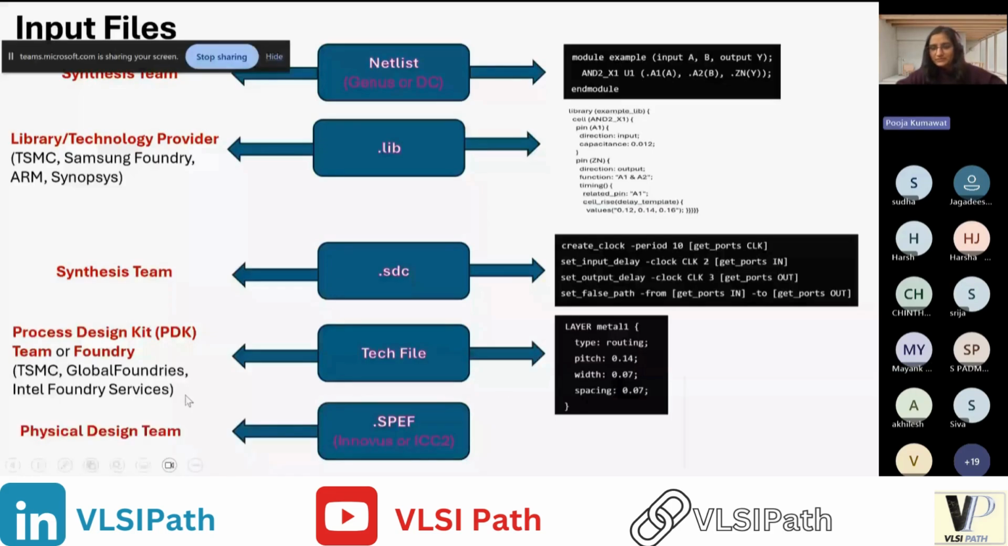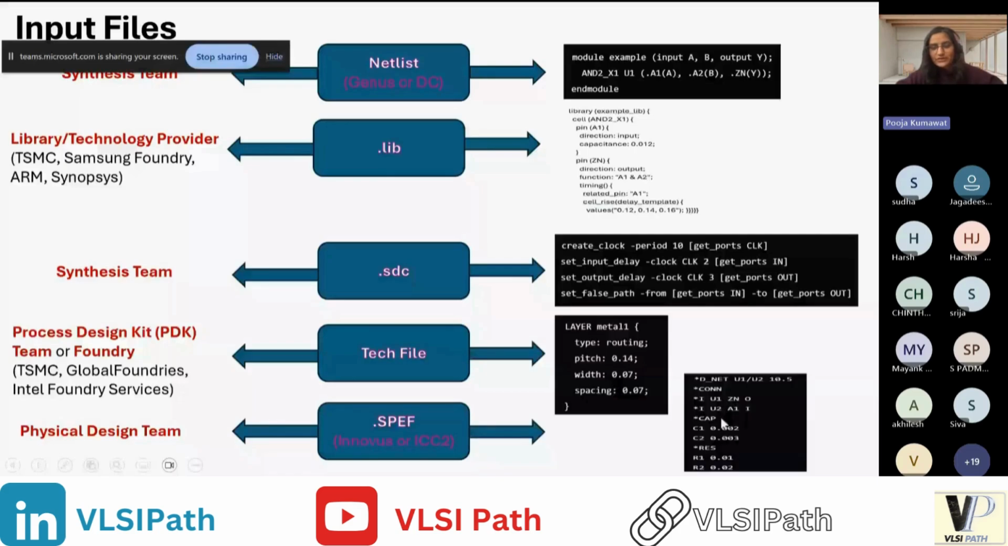The format is this one. You can see the net name and then the connections, like the output and input, and the capacitance and the resistance. So it will give the RC details.